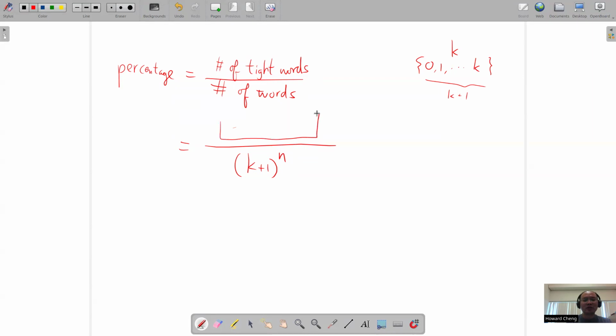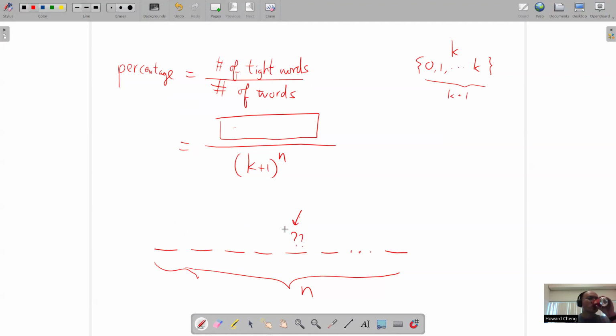The part that is not so easy is the number of tight words. All right, so what do we do? We have n positions, dot, dot, dot, n of them. And for each position, you have to choose whether you can use 0, 1, 2 up to K. Well, the first position you can do whatever you want. So K plus 1 choices, but then later on, maybe at some position, what can you choose here?